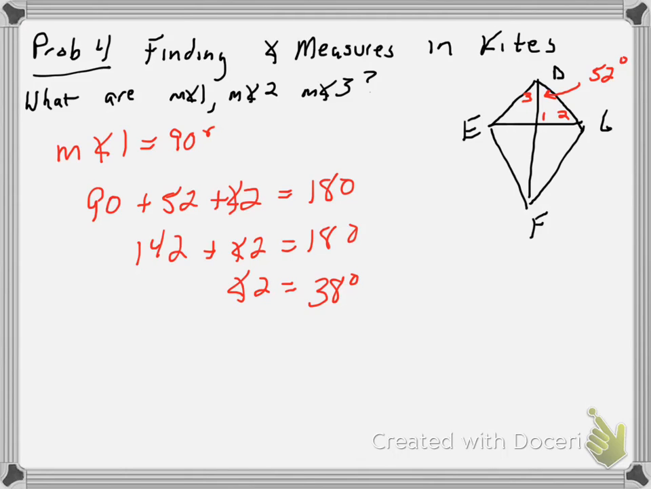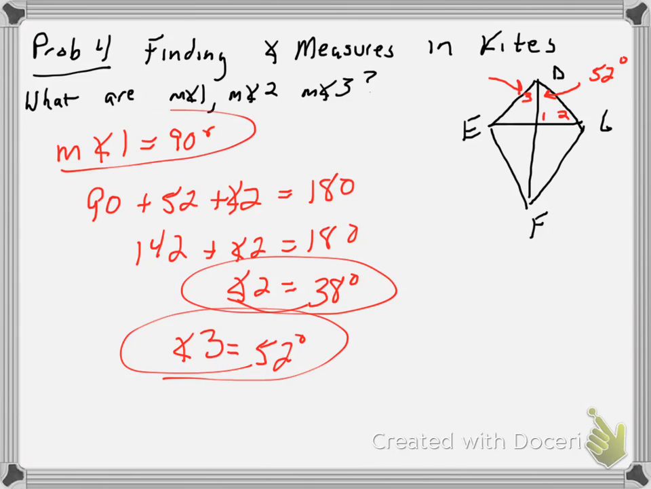So we get 90 degrees here for angle 1. Angle 2 is 38 degrees, and angle 3 right there, because of congruent triangles, we can say that angle 3 is equal to 52 degrees as well. So there's angle 3, there's angle 2, there's angle 1.